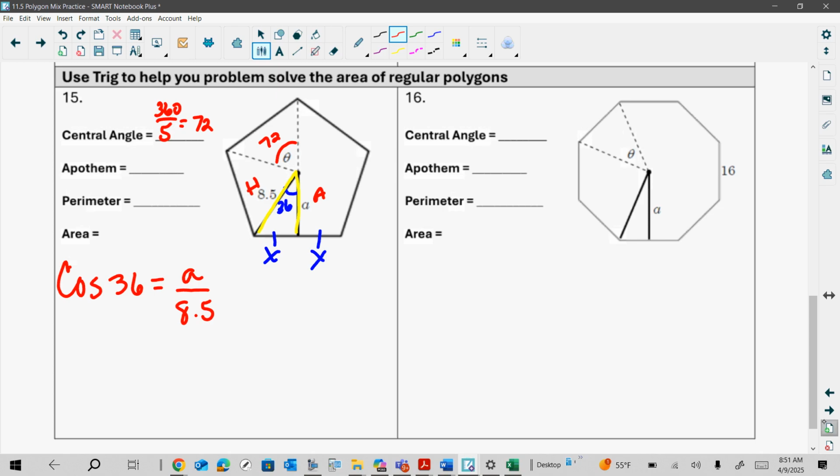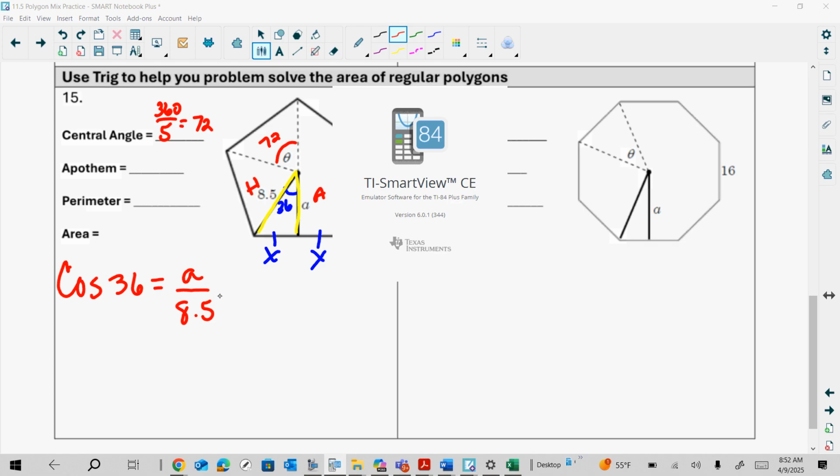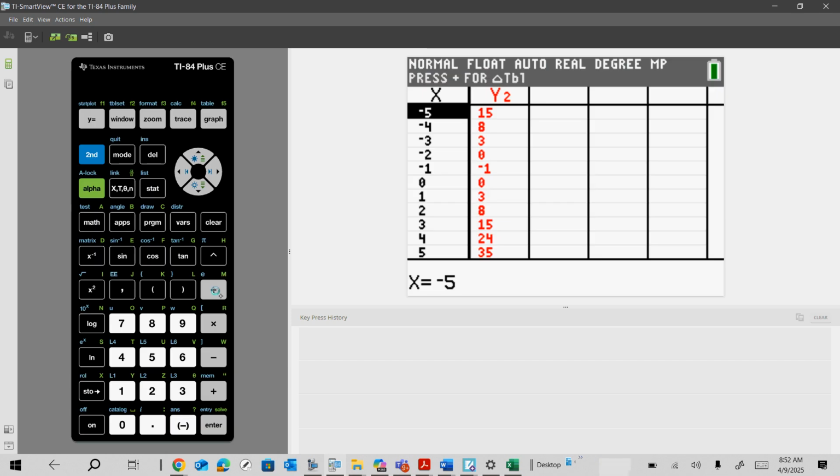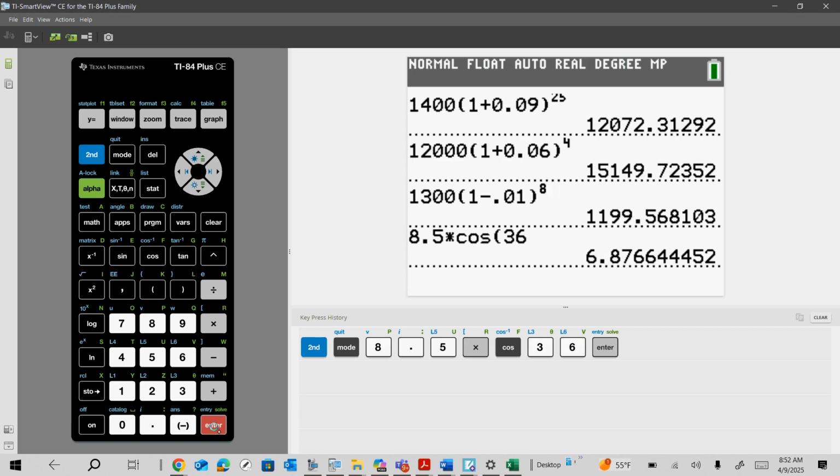To the nearest tenth, yeah, round to your nearest tenth. I don't think I have my calculator up. So yeah, the variable's on top here, so that means we're multiplying to get to that answer. So it should be 8.5 times the cosine of 36. Okay. Now that's the a, but you're going to need to also find your x. So this is 6.9, okay? That's your a.